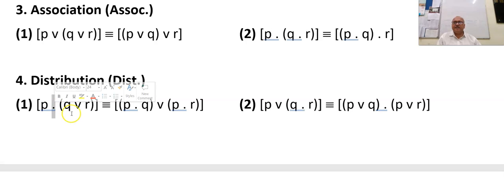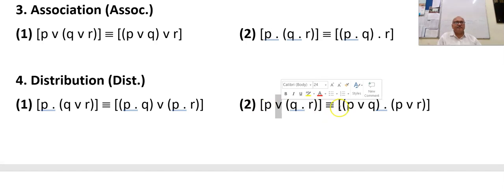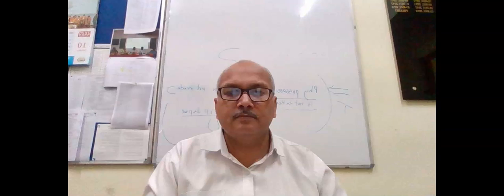Here conjunction is the main connective, but here the main connective is disjunction, and that is the effect of the rule of distribution. Same thing is in its second version. If you have outside disjunction and inside conjunction, you can again distribute this, and the distribution is in terms of P wedge Q dot P wedge R. So if we have P wedge Q dot R, then we can write P wedge Q conjunction P wedge R.